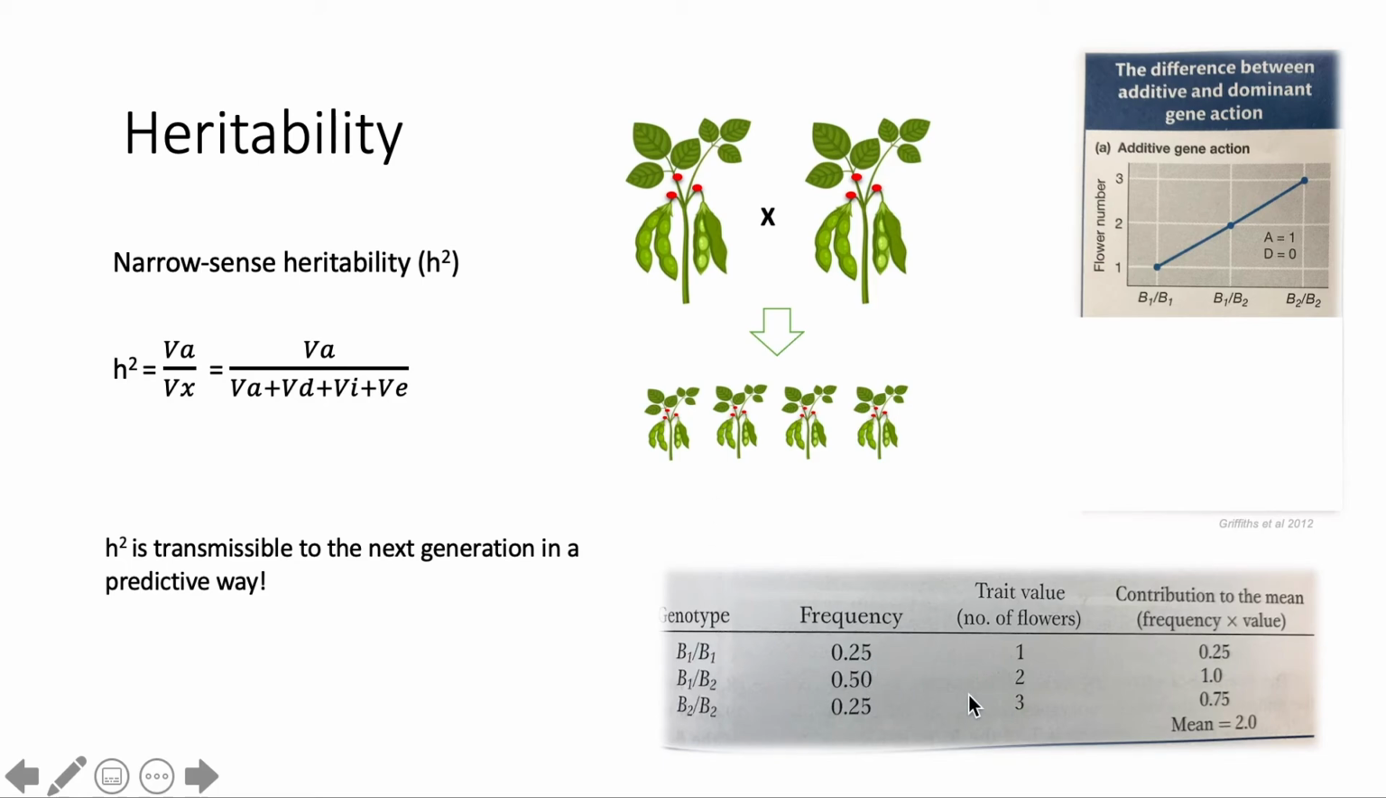If we have a gene that is completely additive, we cross two lines that have three flowers. As you can see here, to have three flowers, the genotypes must be homozygous for the B2 allele. So both of these two plants are homozygous for B2. And when I cross these two lines, all the progeny is going to have three flowers as well. So it's easy to predict the progeny when we have an additive gene action.